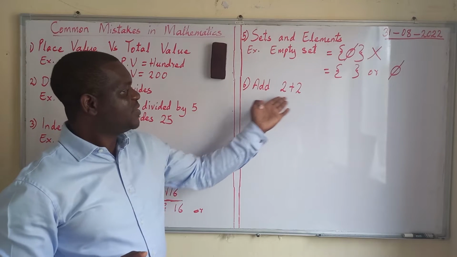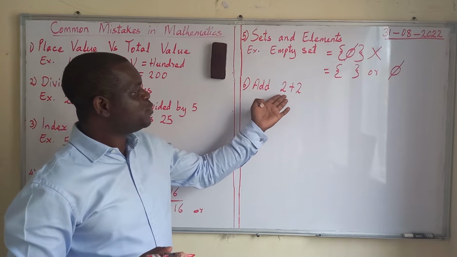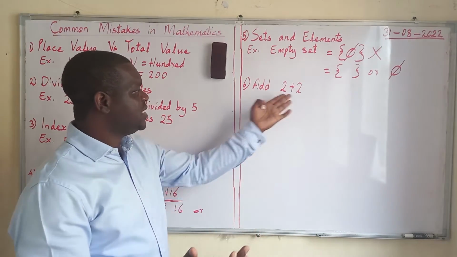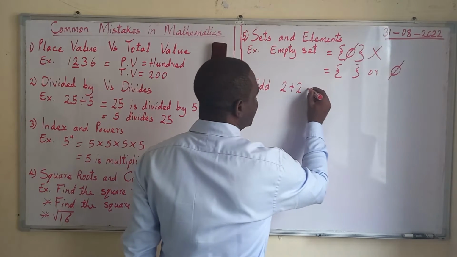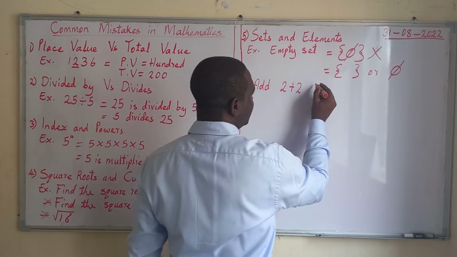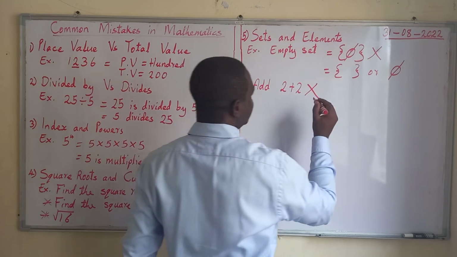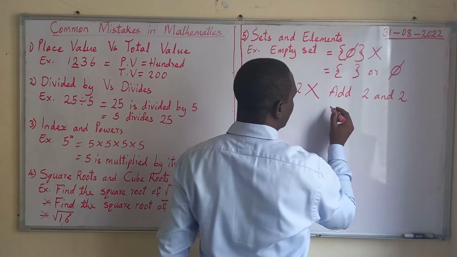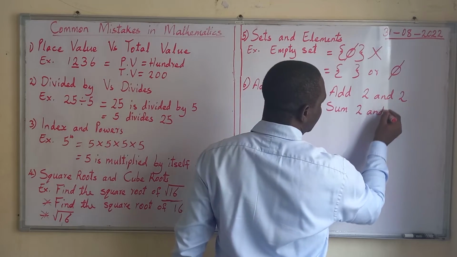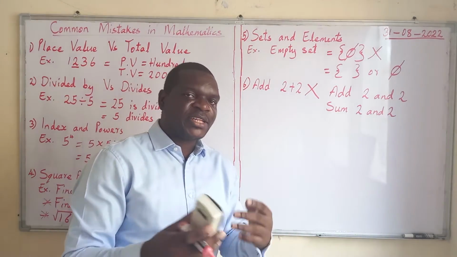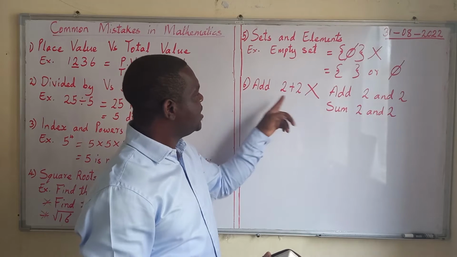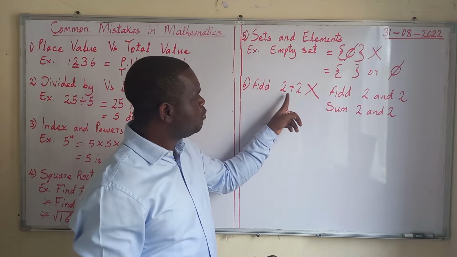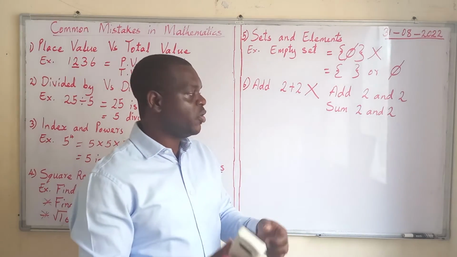Look at this question. Number 6, add 2 plus 2. Add 2 plus 2 is like you're repeating the same thing. Of course, this is not the proper way of saying it. It is better to say add 2 and 2, or sum 2 and 2, or put together 2 and 2, because if you say add, it is already meaning this sign. So to put add and then 2 plus 2 is repeating unnecessarily.